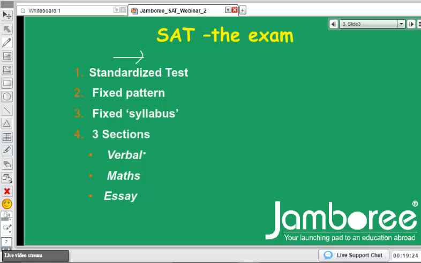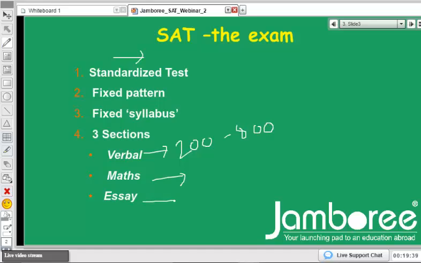The verbal section is scored on a scale of 200 to 800. Maths also 200 to 800. The essay is not included in this score. It is scored separately, right?